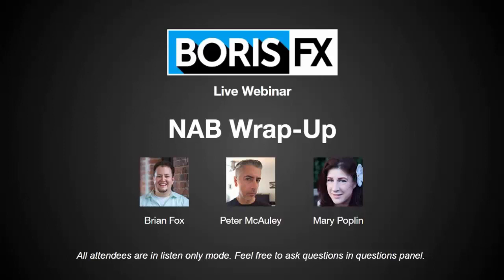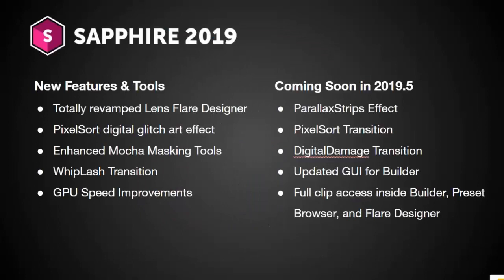Today we'll be covering all things 2019. Brian is going to start off with Sapphire 2019. If you don't already know what's new inside Sapphire 2019, the new features are a totally revamped lens flare designer. We've added a pixel sort effect, which is a digital art effect. We've enhanced Mocha's masking tools with new spline tools and an essentials mode.